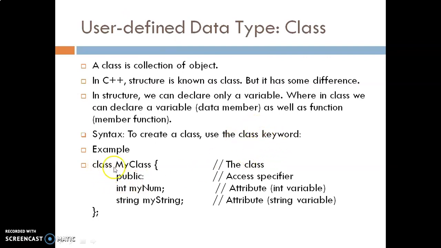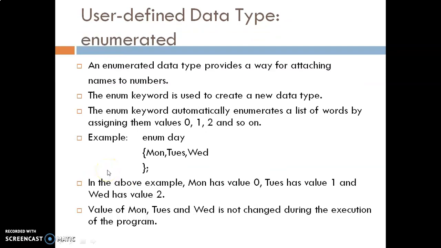So here you can create a class. This is the example. The name of the class is MyClass, and then this is the access modifier public. Here there are some variables that I have declared: myNum by using the data type int, then another data type is string and the other variable is myString. So you can create your own class by using the keyword class. That's why it is a user defined data type.